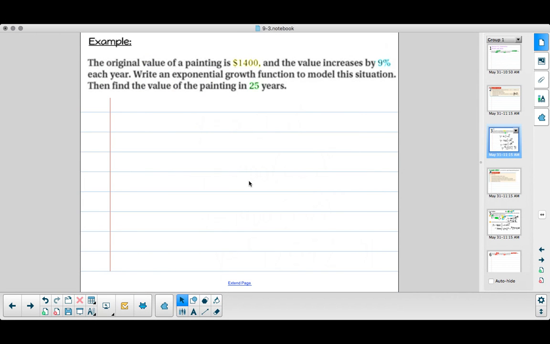It says the original value of a painting is $1,400 and the value increases by 9% each year. Write an exponential growth function to model the situation, then find the value of the painting in 25 years. So there's 2 parts to the question. The first thing we're going to do is write the exponential function. This is the form of the function.